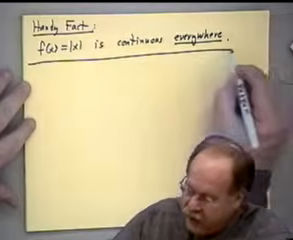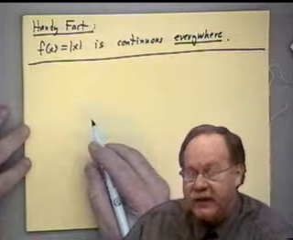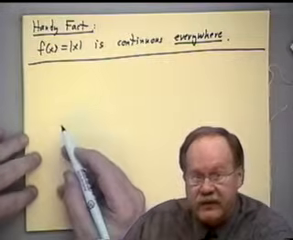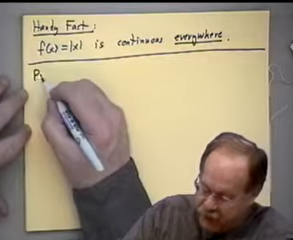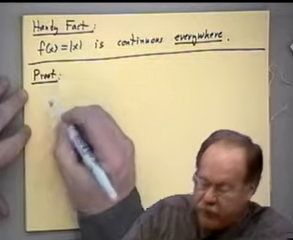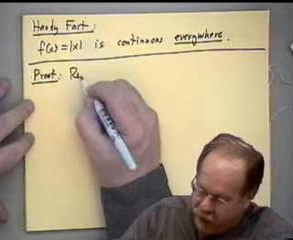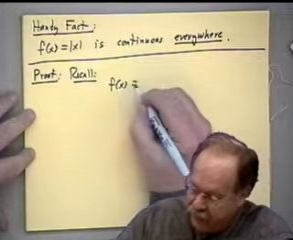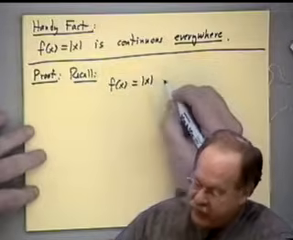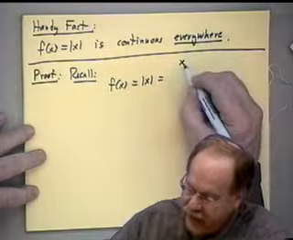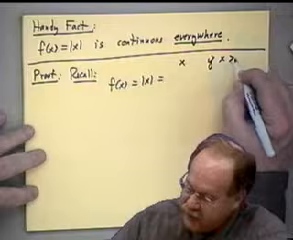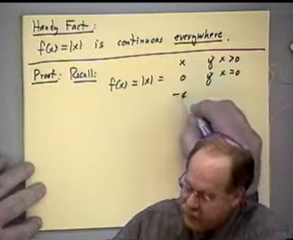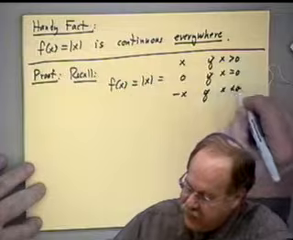Now, rather than just say that, this is a perfect opportunity for us to check this fact using the definition of continuity that we have. So let's go ahead and check that. Proof. Well, let's first recall we can rewrite this function in a way that clarifies its various parts. It is x if x is greater than 0. It is 0 if x equals 0. And it is minus x if x is less than 0.